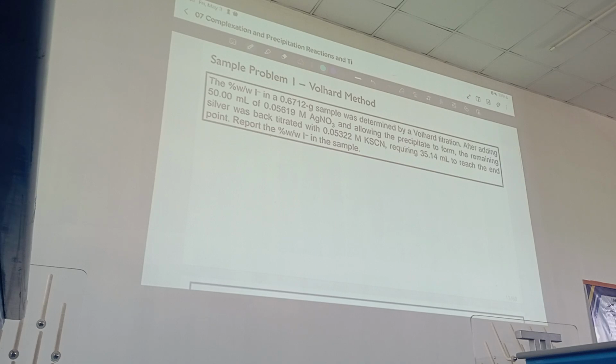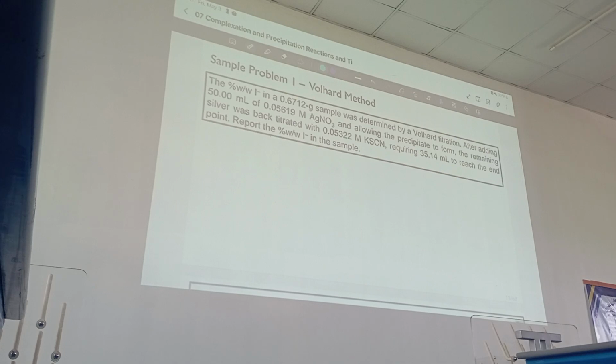Okay, let's proceed to the problem. Read the question. It was determined by a Volhard equation. No need to indicate that for number 1, it is given. Okay, example problem number 1. The percentage weight per weight of iodine in a 0.6712 gram sample was determined by the Volhard method. Back titration is always used in the Volhard method.